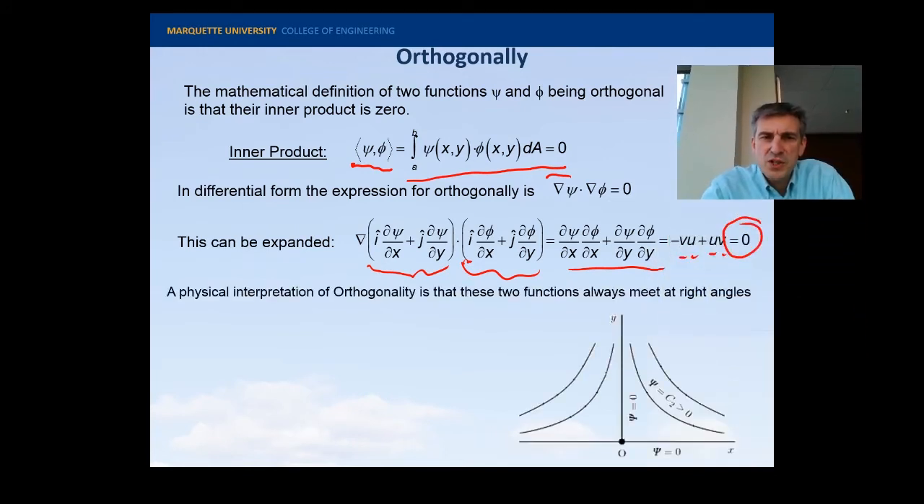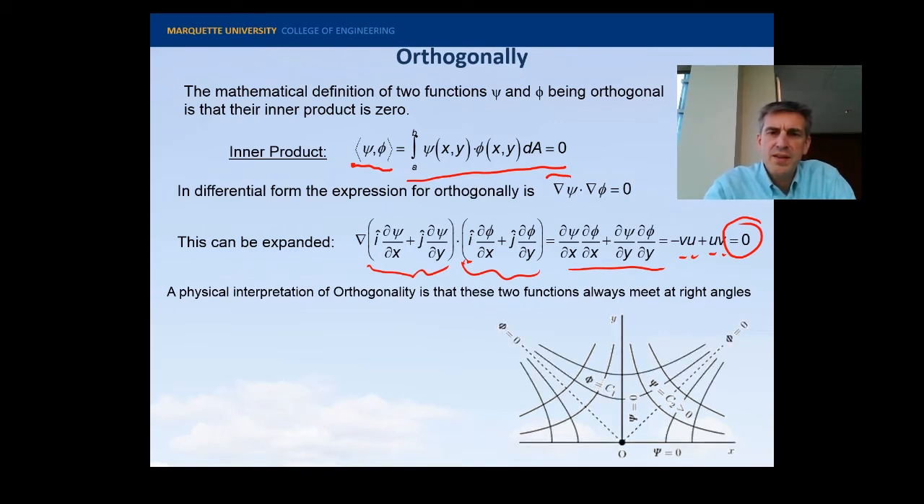So the physical interpretation of this is that these functions are orthogonal, and a simple way to think about orthogonal functions is that they always meet at right angles. What I've drawn here is what the stream function possibly looks like for flow around a corner. And so the potential function always meets the stream function at these right angles and forms this mesh or this net.